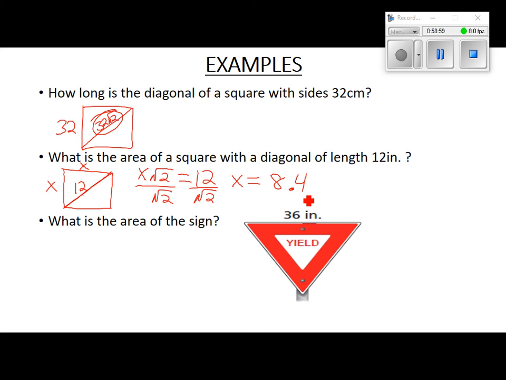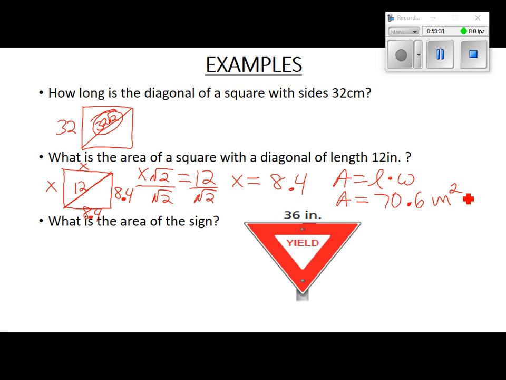Close enough. 8.5. How long is this side in this square then? 8.4. How long is this side? 8.4. How do we find the area of it? Length times width, right? So somebody help me out. What's 8.4 times 8.4? 70.6. What's our units? Inches squared.